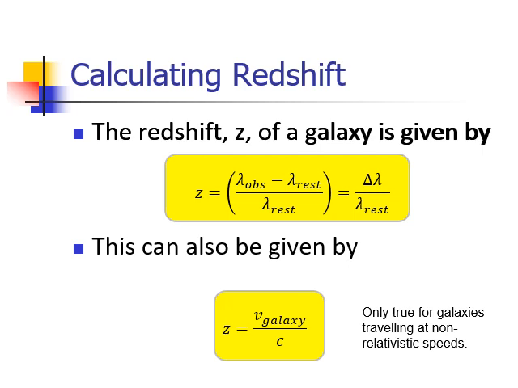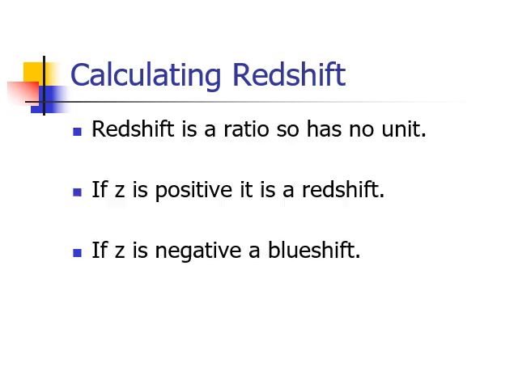Now note that redshift is a ratio, so there's a ratio of the two speeds or the ratio of the wavelengths, so therefore it doesn't have any units. Redshift is also true for galaxies that are traveling at non-relativistic speeds, so speeds less than 10% of the speed of light. And once we get galaxies that are moving away at greater speeds than that, then we have to make further, more complex calculations.